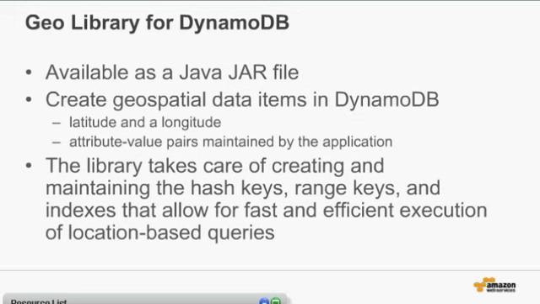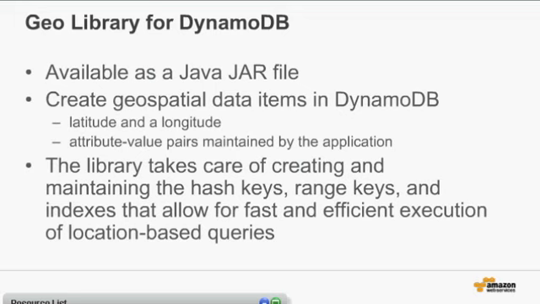It allows you to create geospatial data items against a DynamoDB table, either up on AWS or running as a test and development environment or using DynamoDB local, by providing latitude and longitude, and also attribute pairs maintained by the application. That's where you put the metadata associated to your check-ins or your reviews or whatever it happens to be that are tagged to a particular location on the Earth. The library takes care of creating and maintaining the hash keys, all the range keys, and the indexes that allow for fast and efficient execution of location-based queries.